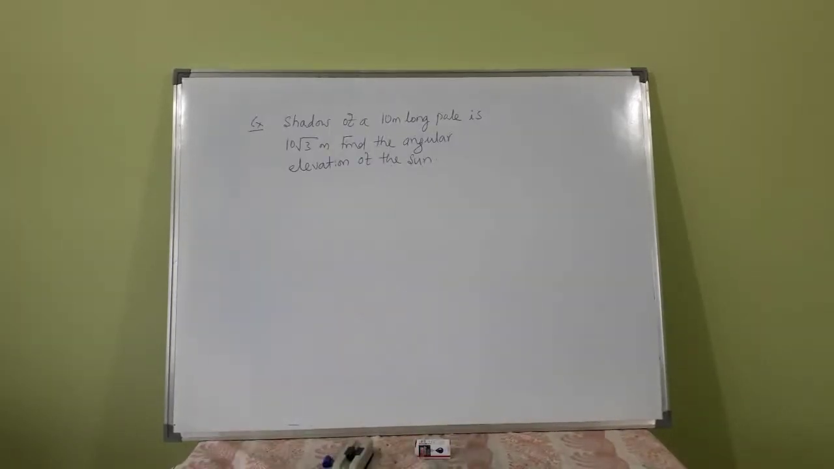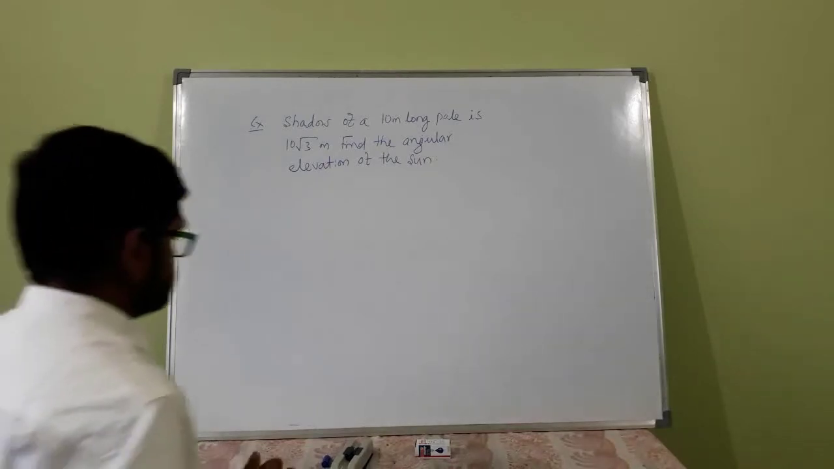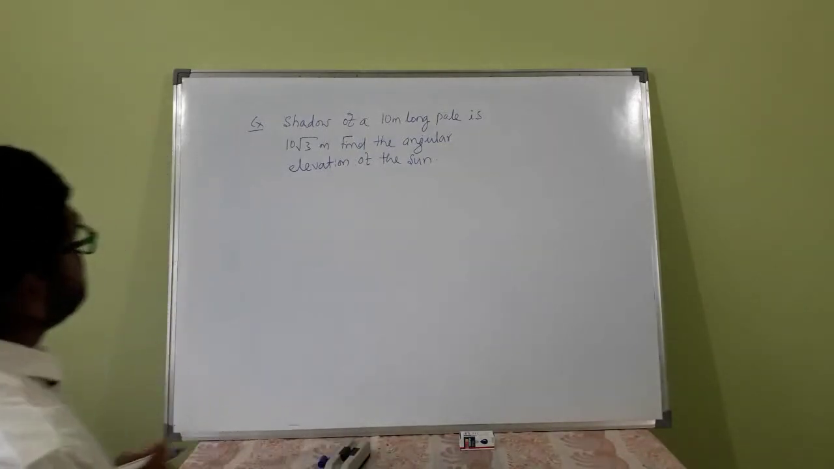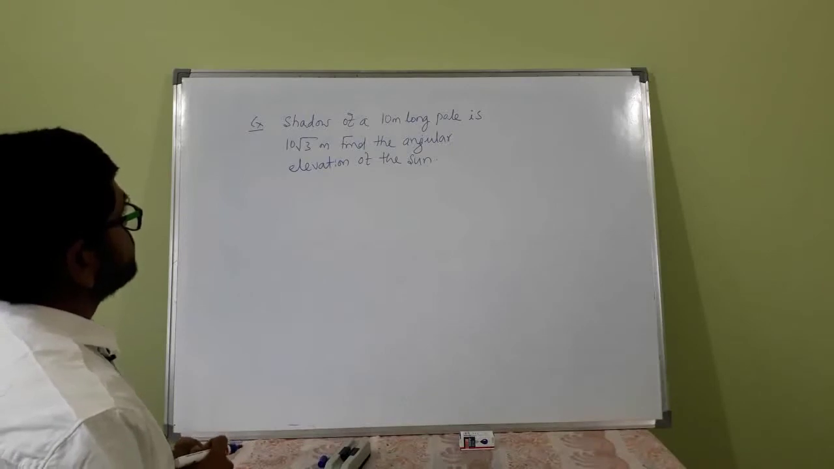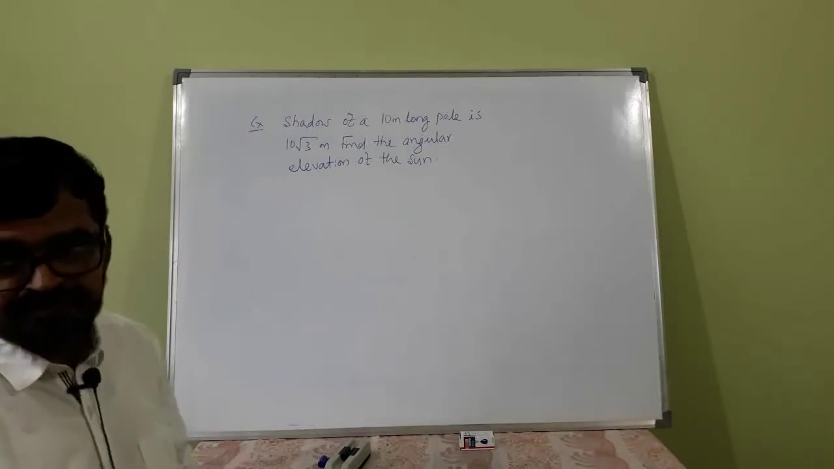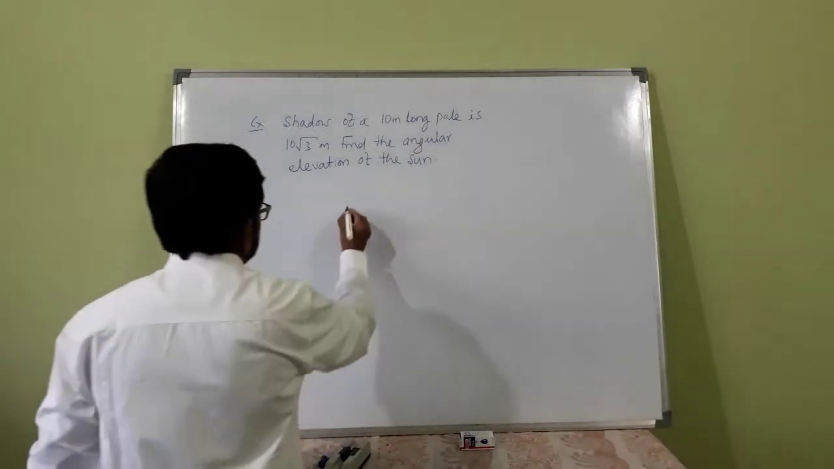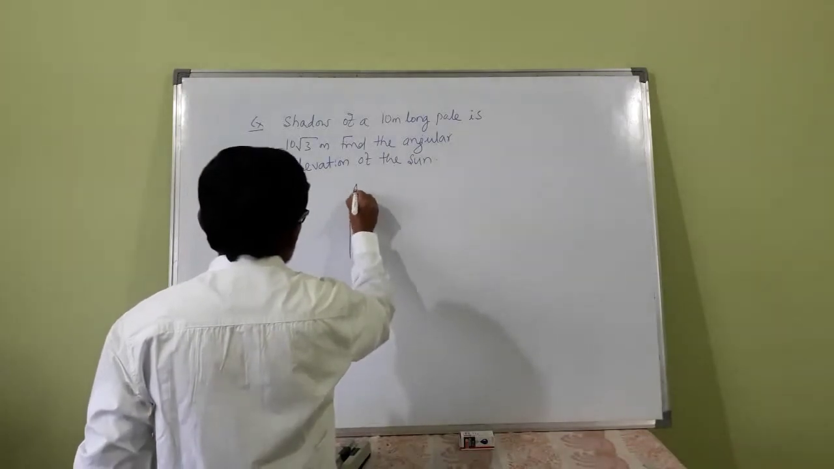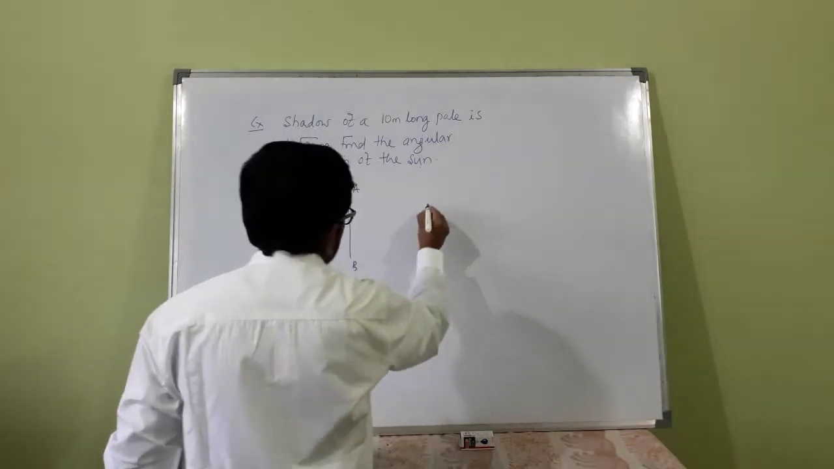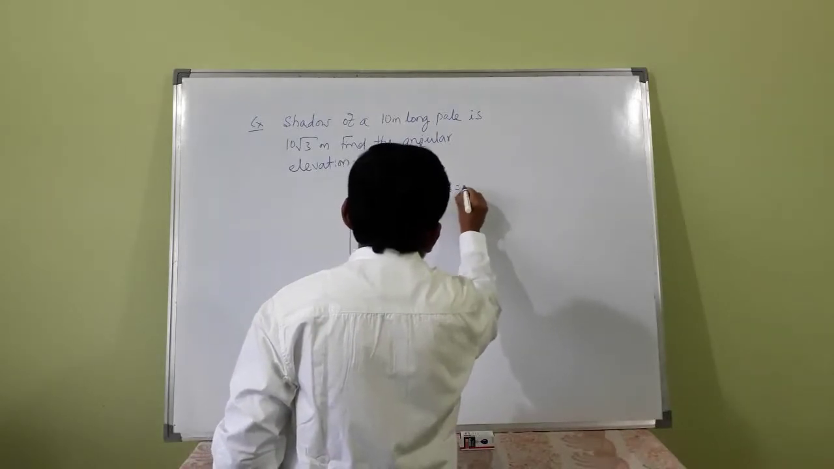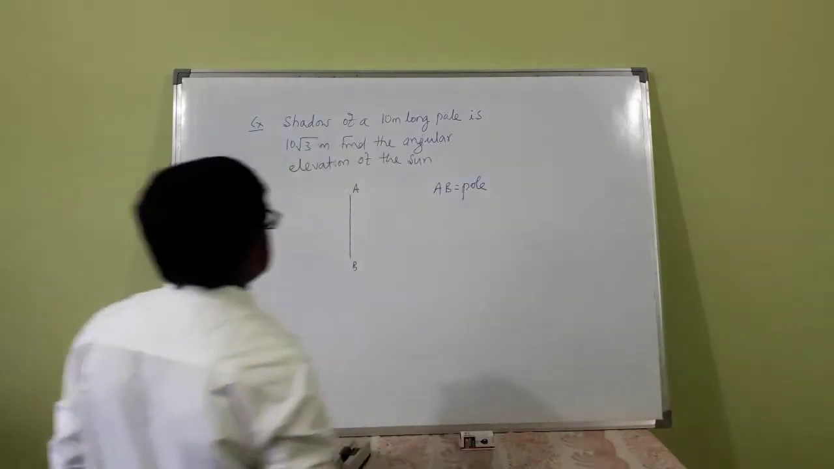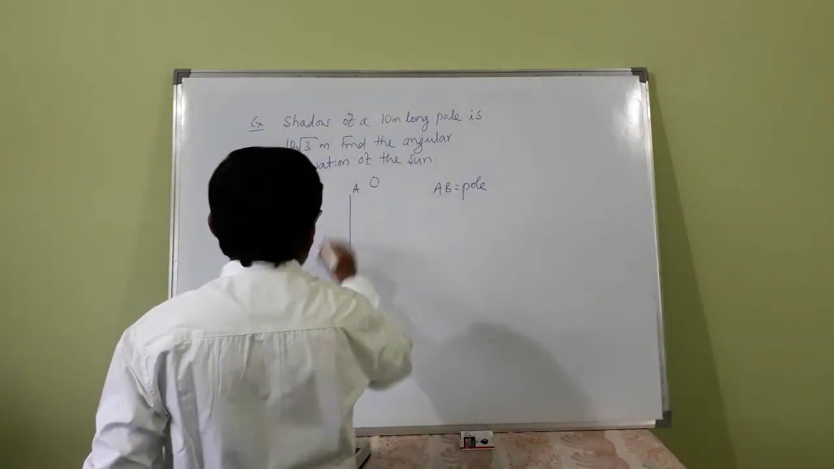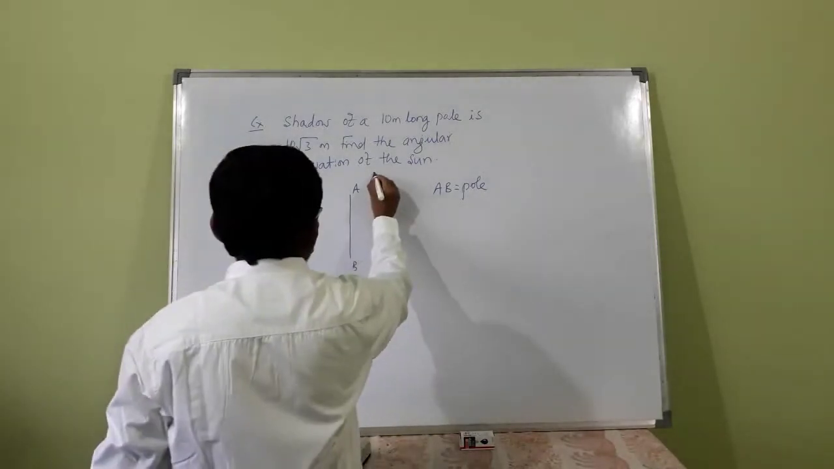Okay, let us consider some examples. First one, it is very simple. The shadow of a 10-meter long pole is 10 root 3 meters. Find the angular elevation of the sun. Suppose here is a pole, and suppose AB is the pole. Here is, say, the sun. Okay, it is shining.